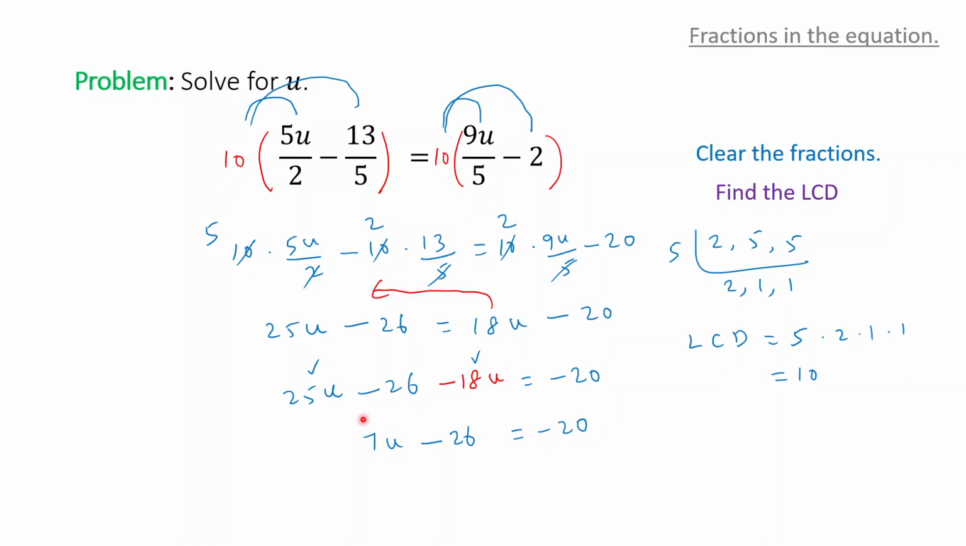Now isolate this term by moving this to the right hand side. 7u is equal to negative 20. If you move this to the right hand side, you need to change the sign. So plus 26.